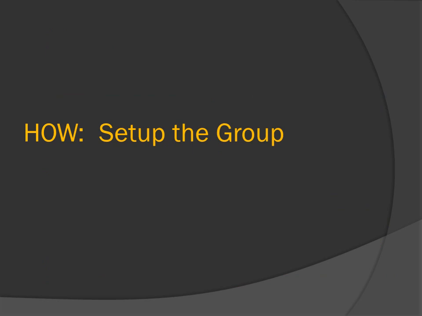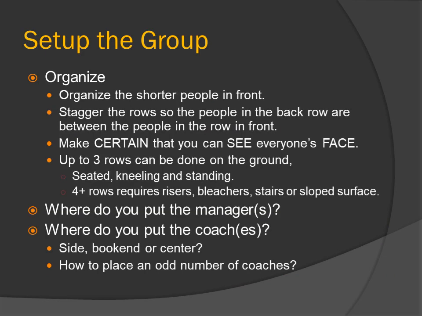How to set up the group. You organize it. Shorter people in front. Stagger the rows so the people in the back row are between the people in the front row. And you will see examples later. Make certain that you can see everyone's face. Up to 3 rows can be done on the ground. Seated, kneeling, and standing. The 4th row and higher requires risers, bleachers, or stairs, something to support them.